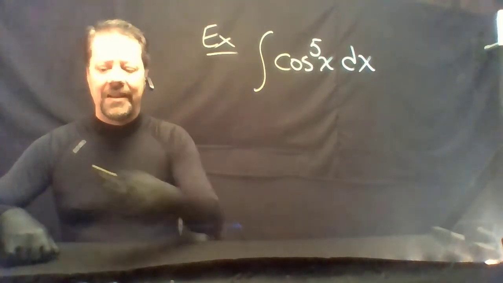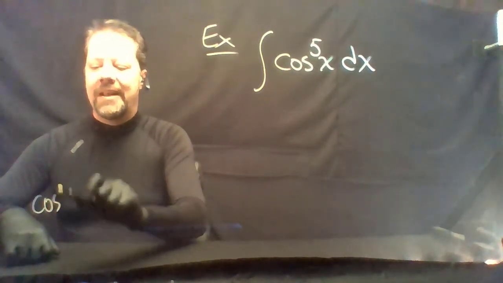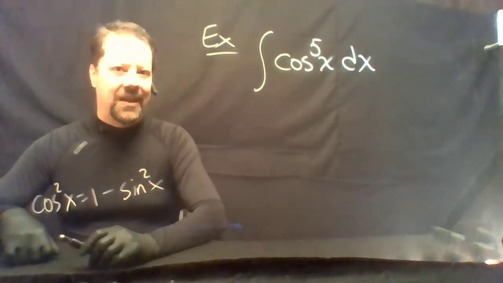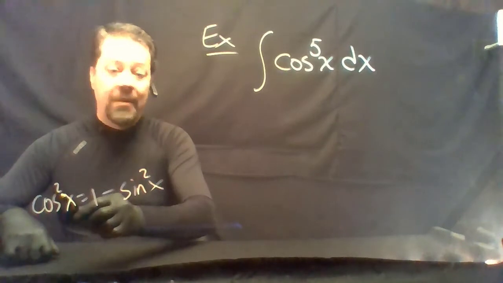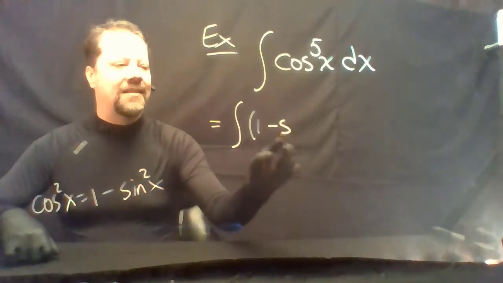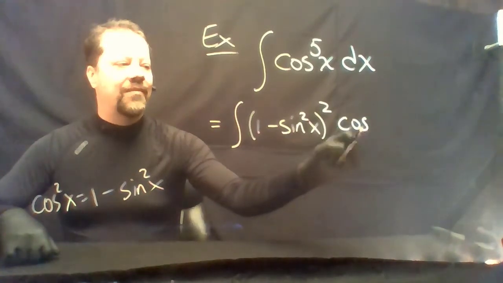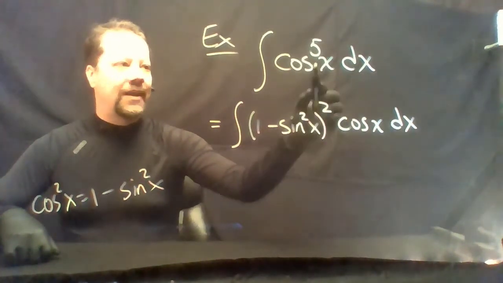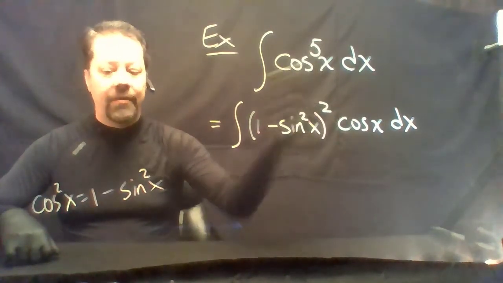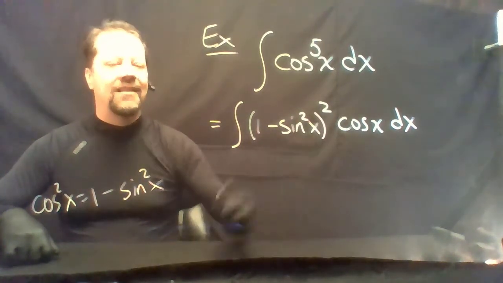You'll remember the Pythagorean identity. Cosine squared theta plus sine squared theta equals 1. That means cosine squared x is 1 minus sine squared x. But you have to convert them pairs at a time. Let's write this as the integral of 1 minus sine squared x squared times cosine x dx. We'll take one of these cosines and split it off by itself. The cosine to the power fourth is a cosine squared squared, and that's why we have 1 minus sine squared squared.